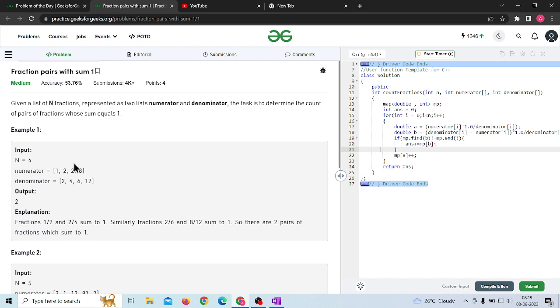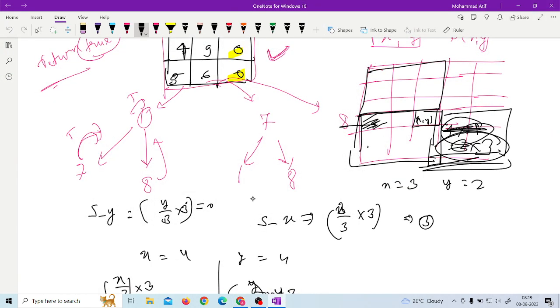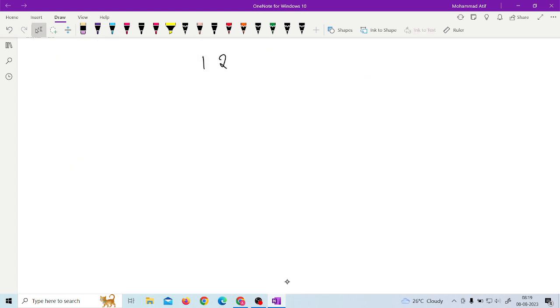So as you can see, in this problem what we have done is we have taken 1 by 2 and 2 by 4 together, and this sums up to 1. Suppose the question was 1 2 2 and 8, and 2 4 6 and 12. Yes. So this is the numerator array and this is the denominator array.